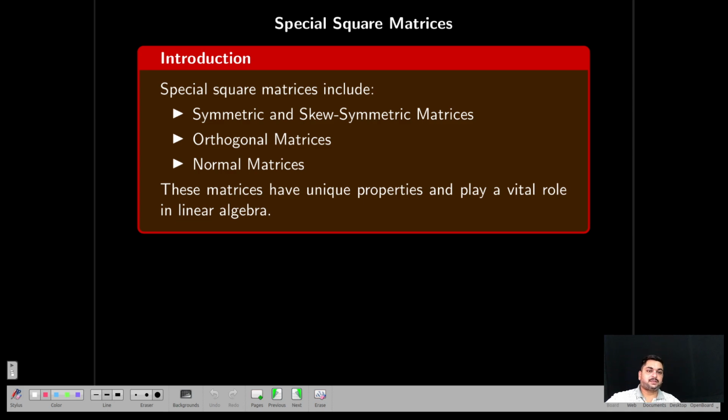Okay, now we'll see some special square matrices. There are many special matrices. We will learn more about them in the 6th chapter, but in this chapter we'll learn about symmetric and skew symmetric matrices. This helps in solving many problems. The other special matrices are orthogonal matrices, normal matrices, projection matrices, and so on. Once we understand some more concepts, we'll deal with them in the last chapter of the subject.